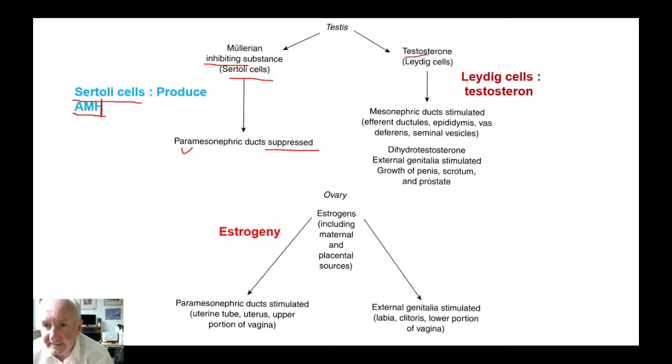Testosterone. Leydig cells, if you remember, differentiate from mesenchyme cells. So, very clear now the development of the external genitalia.